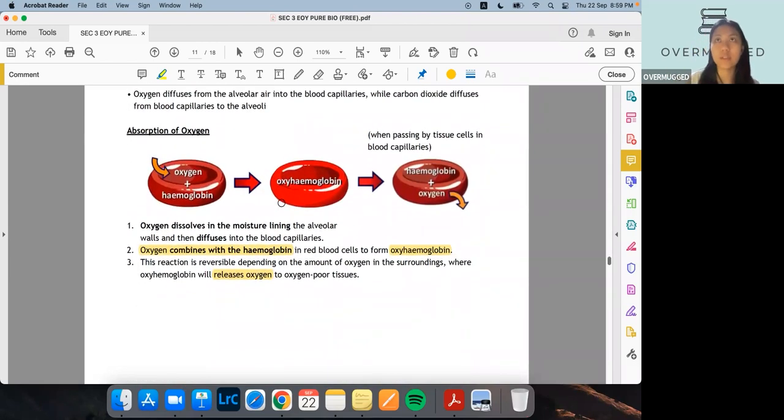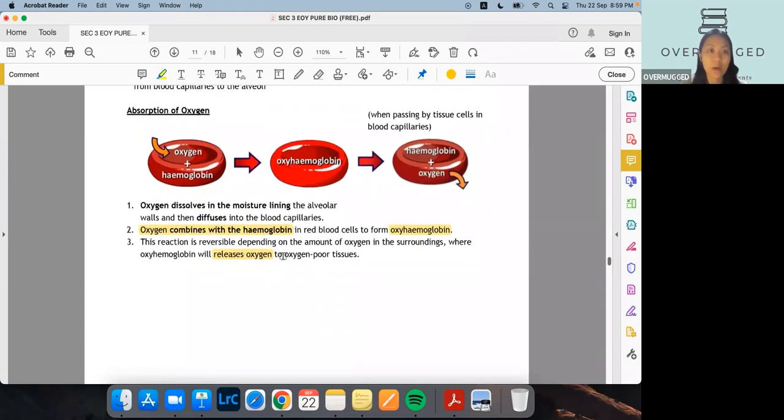So when the blood passes through the kidney, liver, and then when the veins come back to the heart, it's deoxygenated because the oxygen is being released at the tissue cells. Released to the tissue cell. So that's the absorption of oxygen.